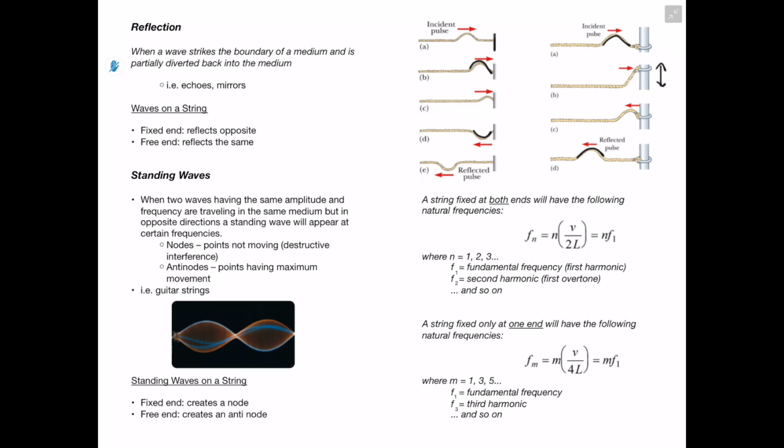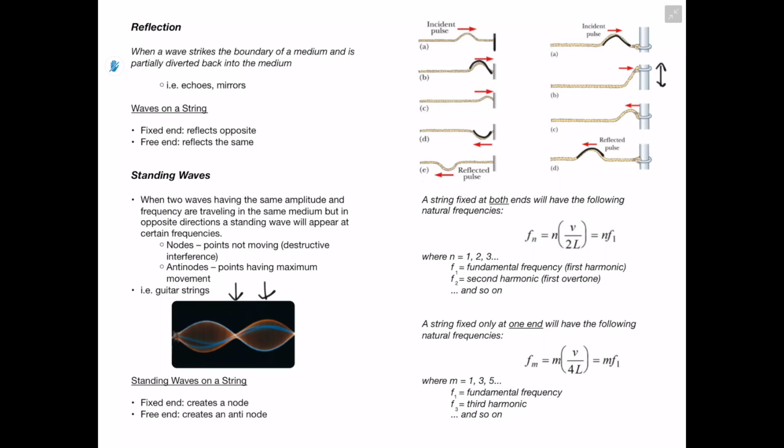And this brings us into standing waves, which is basically when we have two waves that have both the same amplitude and the same frequency and are within the same medium, but they're moving in opposite directions. And basically we covered this before when we talked about total destructive interference, which is what causes these nodes to appear, which are points that are not moving. And then we also have antinodes, which are going to be points that have maximum movement. So an example of this would be guitar strings, and we could see here we would have our node, and here we would have our antinode.